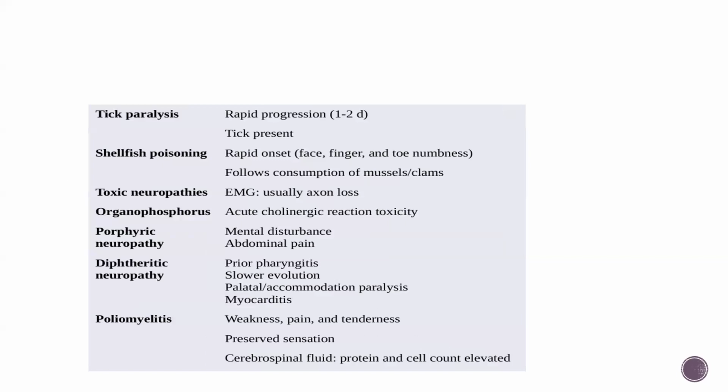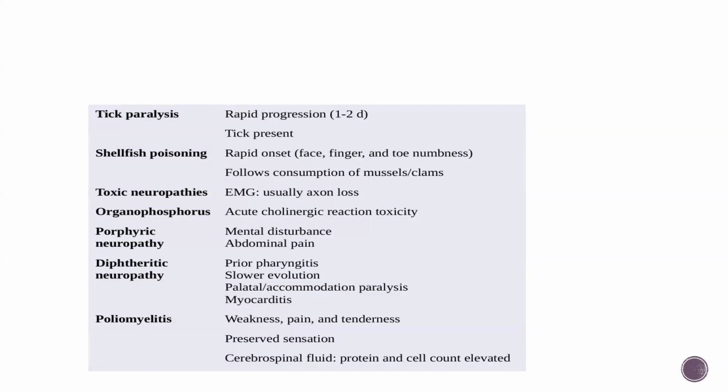Then the next differential is tick paralysis. It has rapid progression and a tick will be there. Then shellfish poisoning. It also has rapid onset, following consumption of mussels and clams. Then toxic neuropathies, where EMG shows axonal loss. Then organophosphorus poisoning, which shows acute cholinergic toxicity.